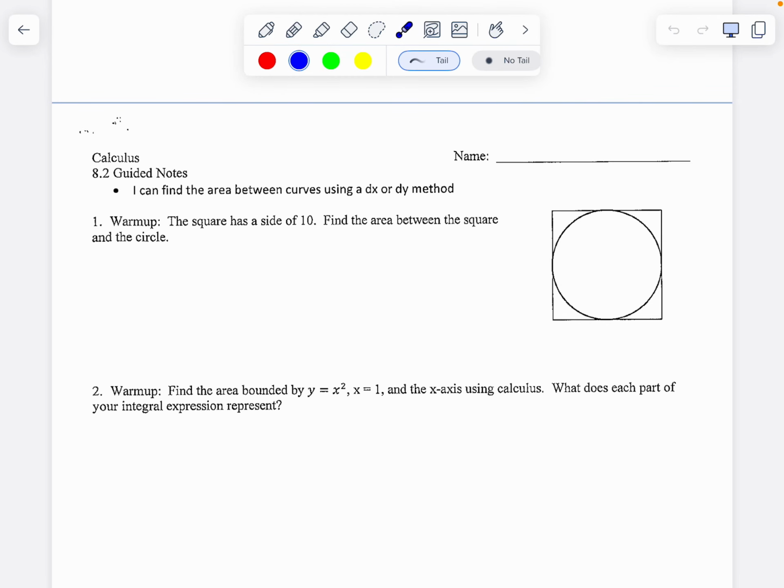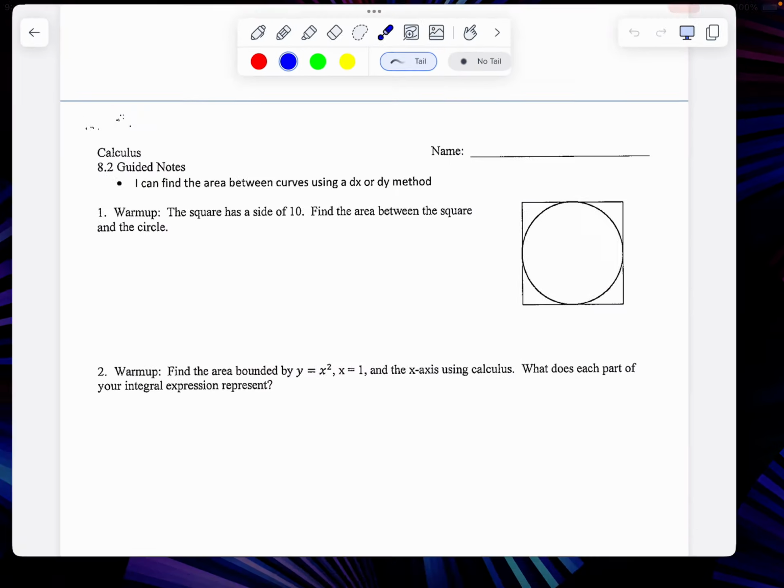Are you actually recording? It is recording. I can see it. Okay.